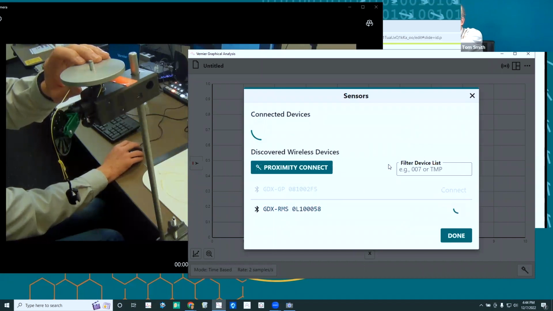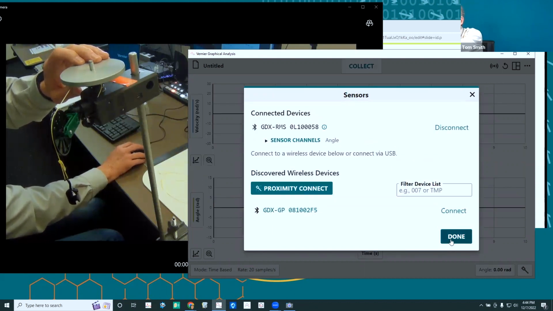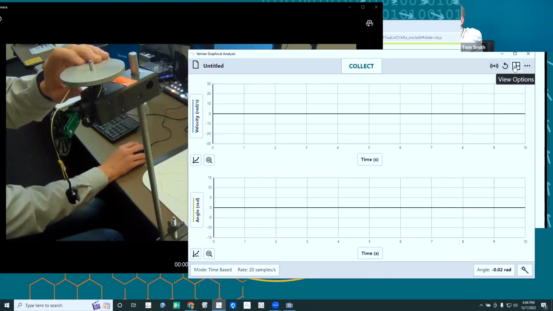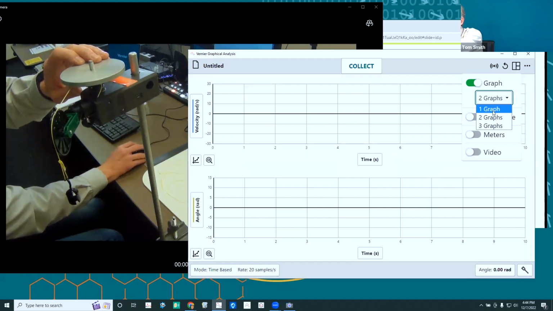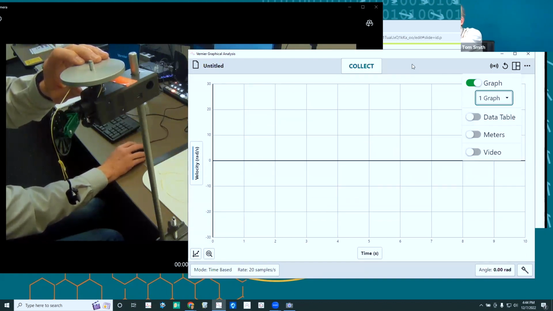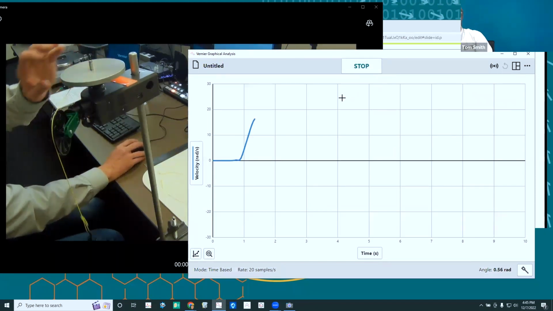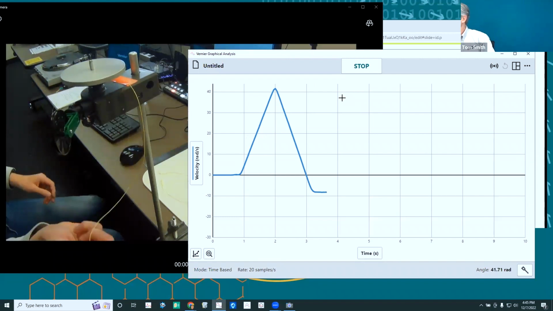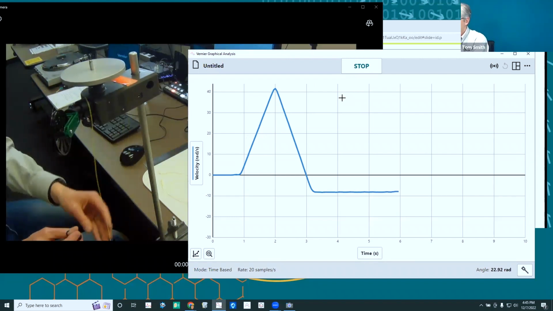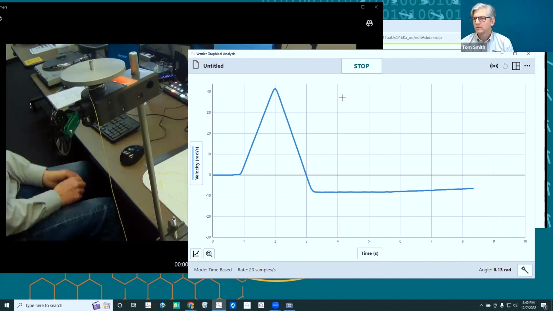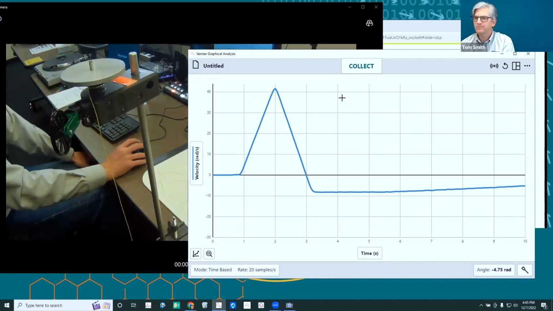So this rotary motion sensor, we're just going to use the default channel, which is the angle. We only need a velocity graph. So here you've got angular velocity, and 10 seconds is plenty of time, but I won't bother changing it right now. I'll just hit collect. I'll let it go. And you can see there's our data being collected.